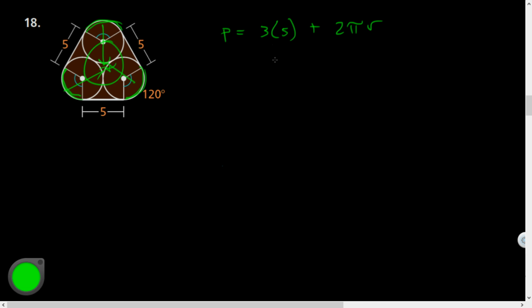Okay, all right. Now question, what is the radius of one of those circles? Now notice this distance between these two radii is 5, and therefore half of that distance is 2.5. So I could plug 2.5 in for r. 15 plus 2 times pi times 2.5. I also could have done pi times diameter. P is going to equal 15 plus 5 pi.